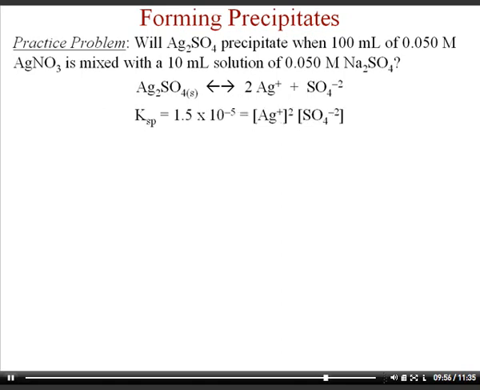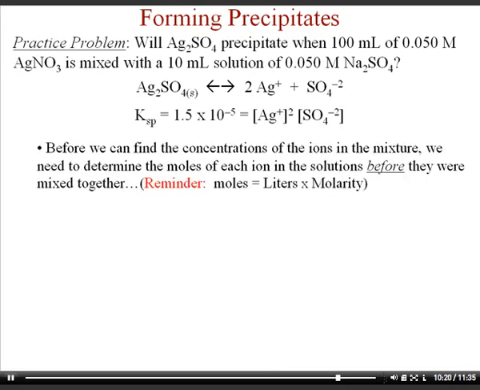Now again, there aren't any reactants that are aqueous, so we don't have to worry about the silver sulfate compound. So we just have the concentration of silver squared times the concentration of the sulfate ions. And the K value you can look up in the back of your book. It's 1.5 times 10 to the negative fifth. So if this silver concentration squared times the sulfate concentration ever gets higher than 1.5 times 10 to the negative fifth, it will form a precipitate.